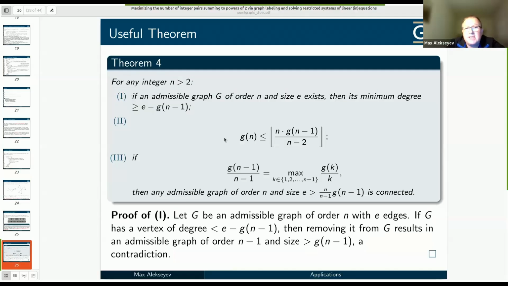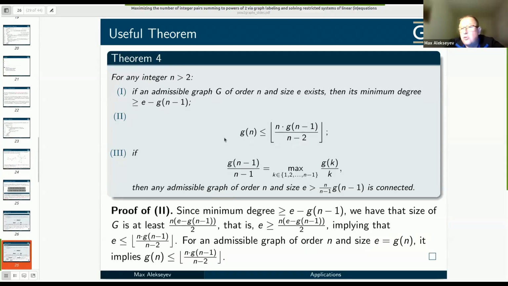Now, the next statement is that g(n) can be bounded in terms of g(n minus 1). Namely, we take g(n minus 1) multiplied by n over n minus 2 and take the floor function, rounded down. The proof is also very simple. Down below, you can see the proof. Suppose that the minimum degree is at least e minus g(n minus 1), as proved in the first statement. Then the size of G is at least n times this minimum degree over 2. And from this we conclude that e is at least this number.